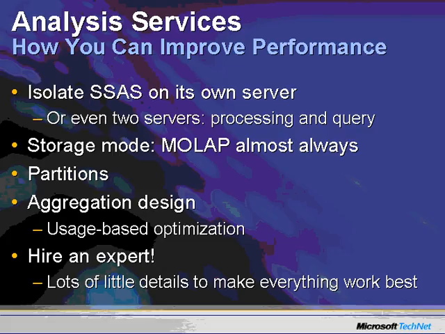I also suggest that every so often, perhaps every quarter, you update your usage-based optimization, because as your business evolves, as your business users become more sophisticated, and as the questions that they're addressing change over time, then the aggregations that you want to design for them will also change. So every 3 months is a reasonable frequency for updating the aggregation design for usage-based optimization.